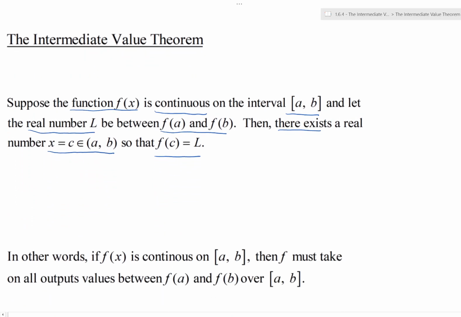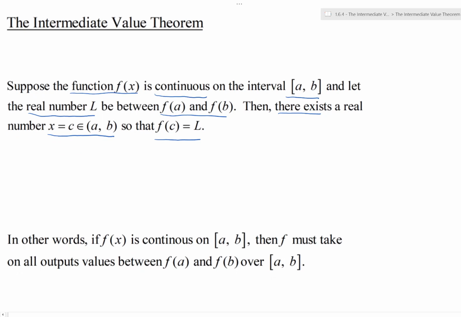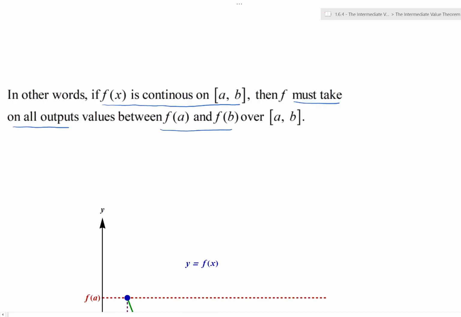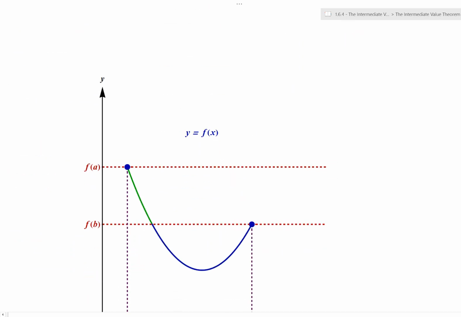in other words, what this is really saying down here at the bottom is that as long as you have a continuous function over a closed interval, then that function must take on every single output value between f of a and f of b over the closed interval a to b. And that's because it's continuous. So we're not going to prove it, but we can kind of justify it here. Just think graphically what this is saying.